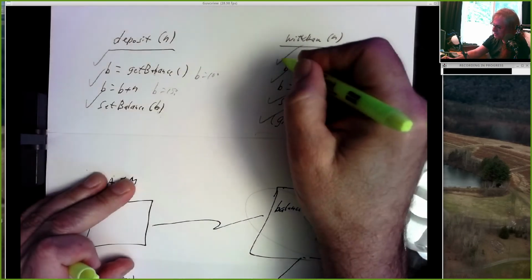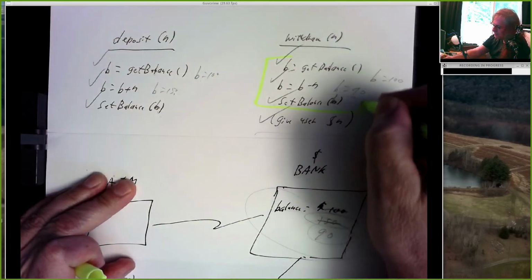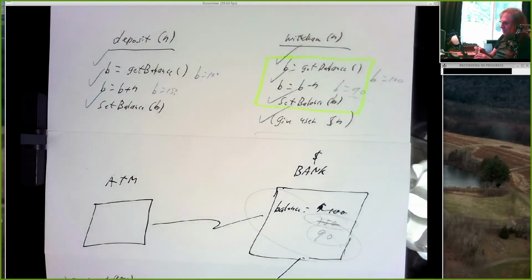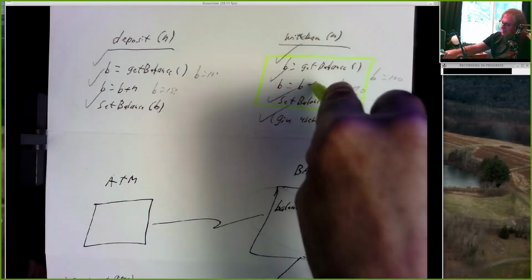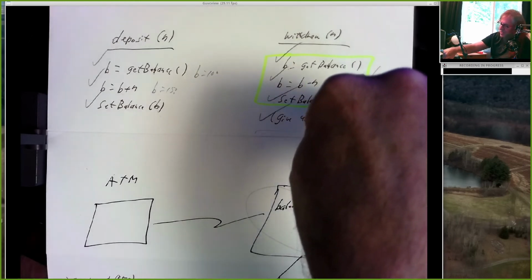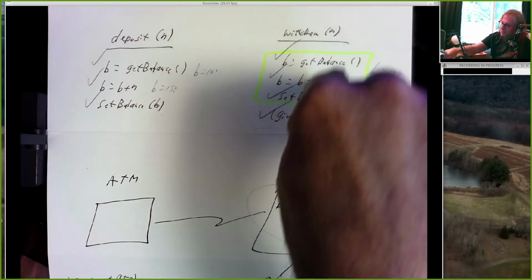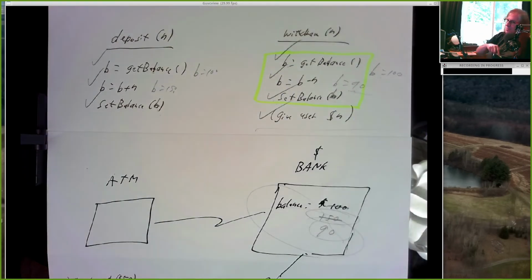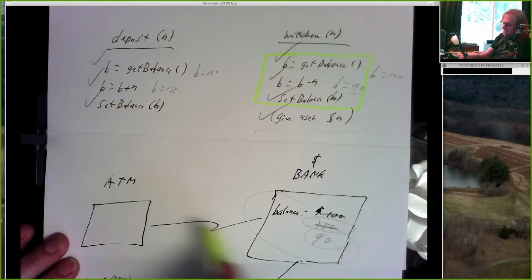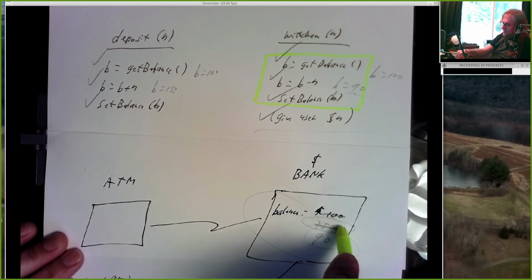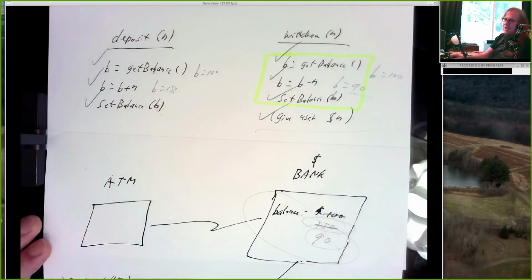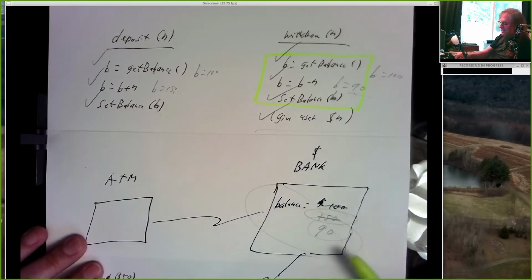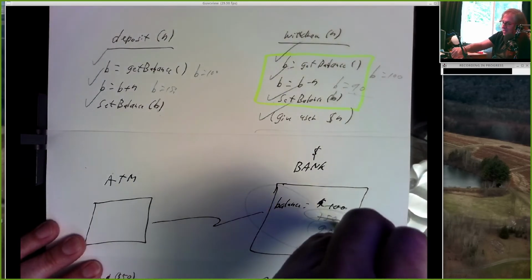This process right here got interrupted. I read the current balance, I made an adjustment, and then I wrote the current balance back. But during those operations, something else happened. In particular, that $50 got deposited, but this algorithm had already decided what the initial balance was, and it did not take into account that $50 because it hadn't happened yet.